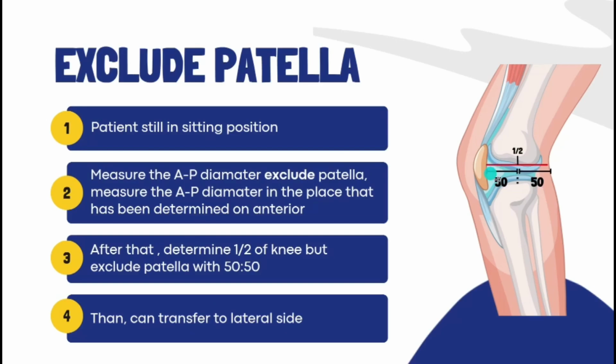After that, you determine half of the knee joint, but excluding the patella, with 50 for the anterior and 50 for the posterior. And you can transfer the knee joint axis to the lateral side. It should be parallel on the lateral and medial side.